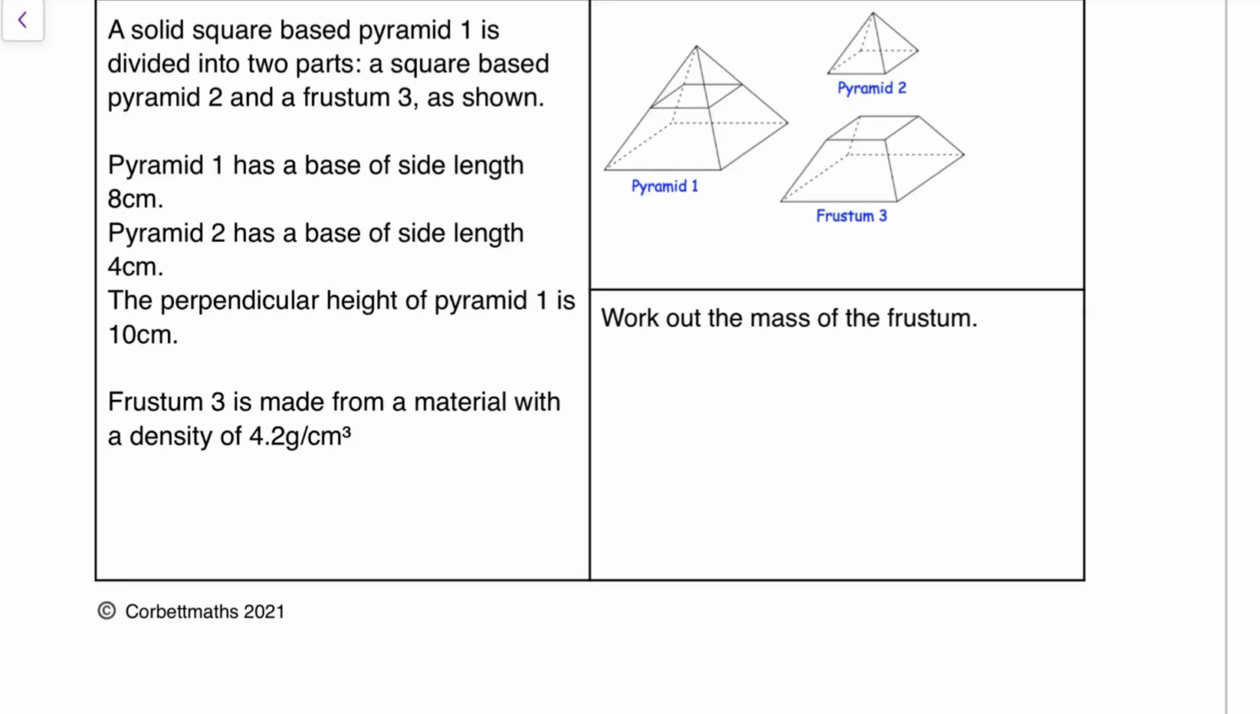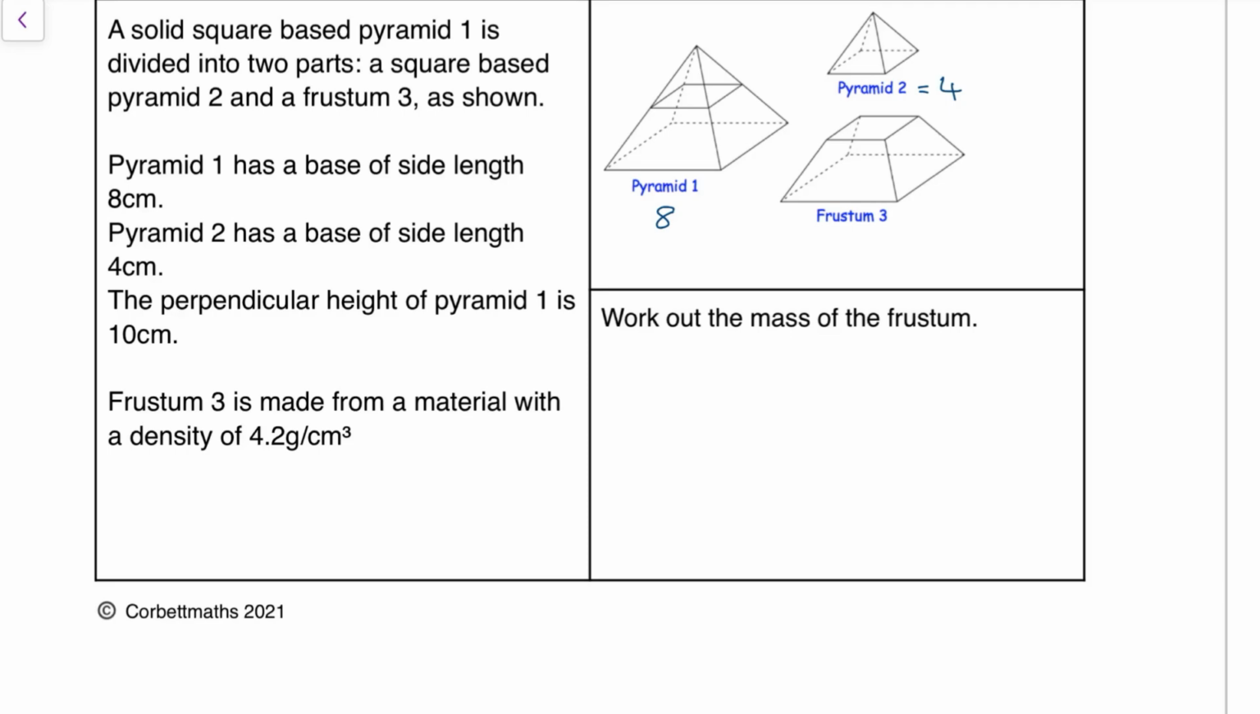Next and final question. A solid square base pyramid 1 is divided into two parts, a square base pyramid and a frustum as shown below. Pyramid 1 has base side length 8. Right, let's write this down. So the big one's 8. Pyramid 2 has a side length of 4. Okay, they've made this slightly easier because they've done it exactly in half.